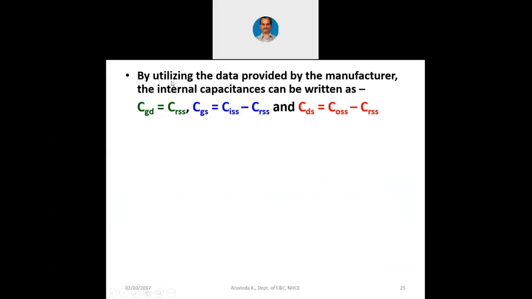So, by utilizing the data provided by the manufacturer, the internal capacitance can be written as CGD equals CRSS, CGS equals CISS minus CRSS, and CDS equals COSS minus CRSS. Instead of all these approaches, we can straight away go into the Miller's approach also. That is more suitable, but Malvino has followed this approach.